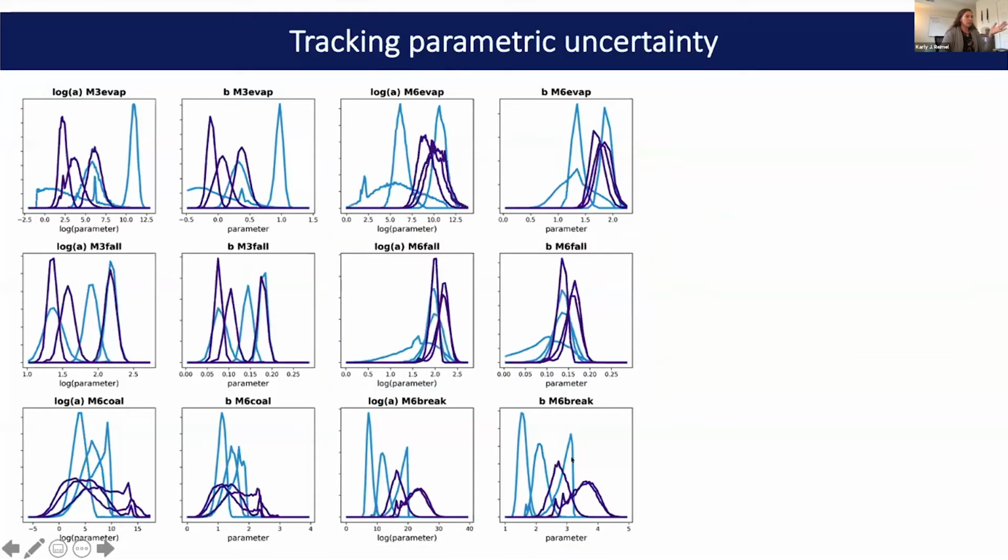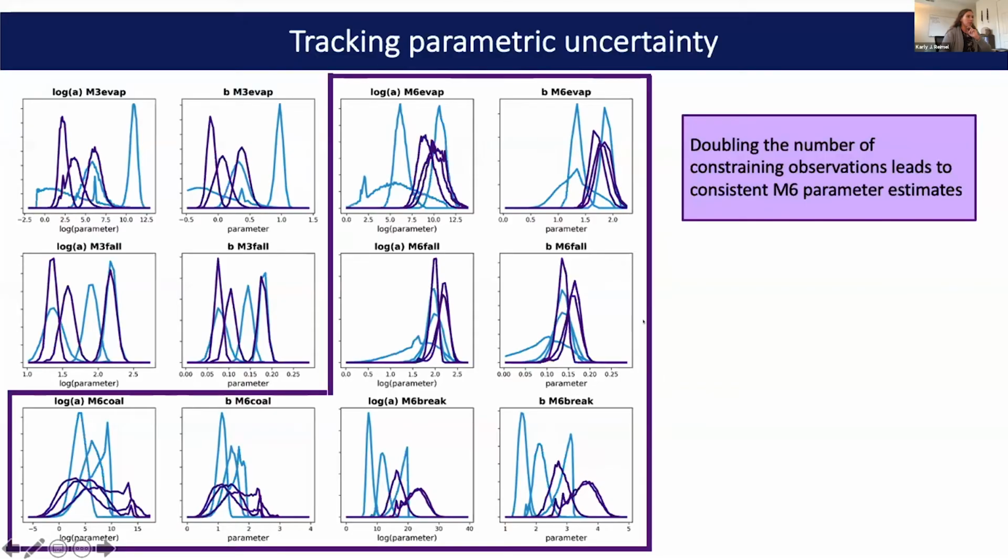For example, here, these purple lines represent doubling the number of observations we use to constrain BOSS. So now I have 3 different cases where we constrain with 80 simulations plotted in purple. The first thing I want to draw your attention to is that all of the parameter PDFs in this purple box are the parameters related to M6. So where we double the number of constraining observations, now our PDFs are starting to converge and remain on top of each other, suggesting we're getting better constraint on these processes.